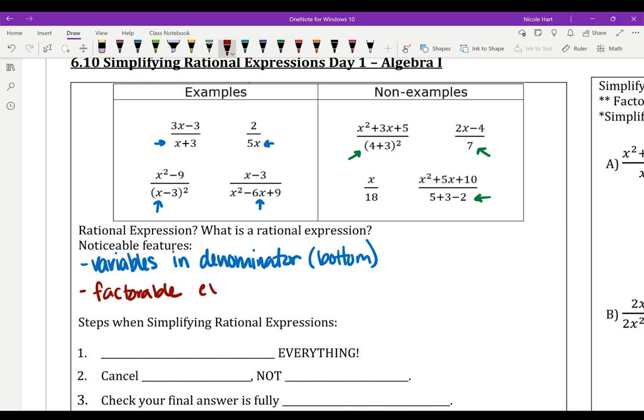Factorable expressions in the denominator and numerator, which is the top. So we have stuff that we can factor in the bottom, and we have stuff we can factor in the top.